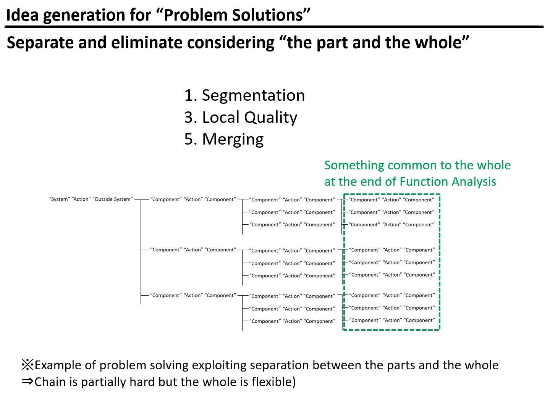So for example, of problem solving exploiting separation between the part and the whole, a chain is a very good example of this methodology, of this strategy. You can imagine a chain is partially hard, but the whole is flexible. So you can imagine that a chain includes two factors. It tends to be made from steel, so it is very hard, but the whole is very flexible. It could be used for tightening something.